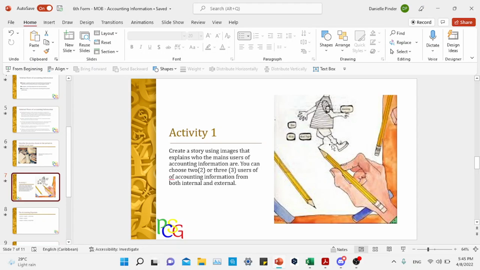And so you can choose like two users and just create a story drawing an image, right? And so you can draw the owner, the business, the bank, the internal auditor and all of that. And so you can get your pen and your pencil and your paper, and write and do your thing. Oh yeah, and let me know if you understand as well. Yeah. Oh, okay. All right, good.